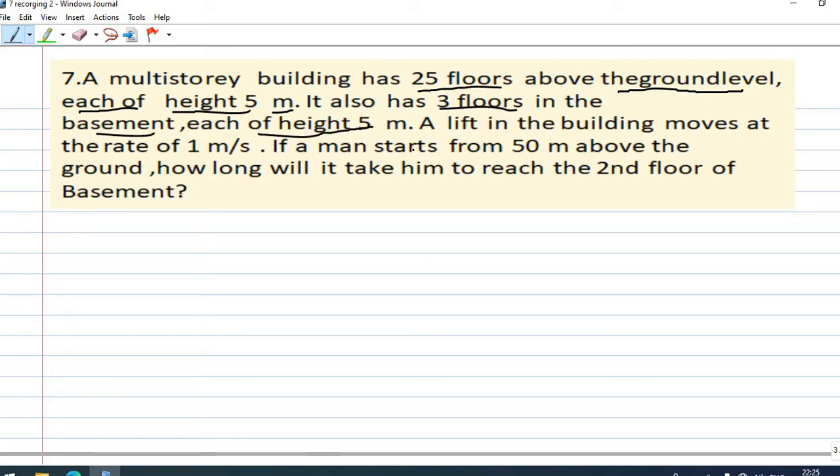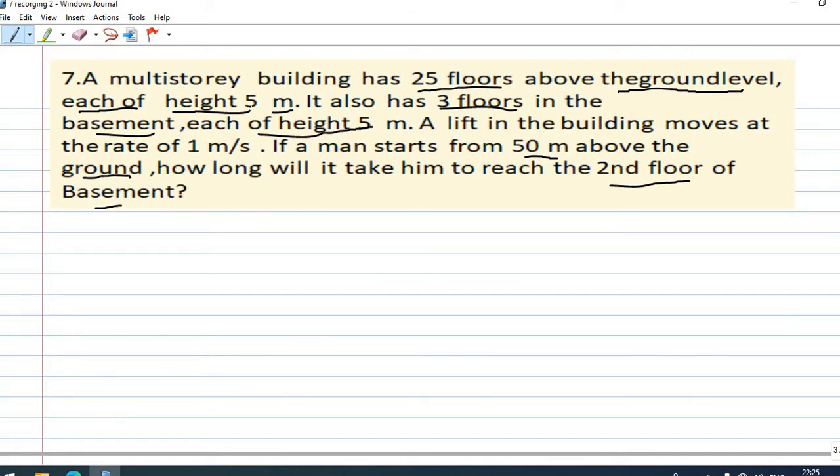5 meter. Got it? A lift in the building moves at the rate of 1 meter per second. So 1 meter is equal to 1 second. Got it? If a man starts from 50 meter above the ground, how long will it take him to reach the second floor of the basement?